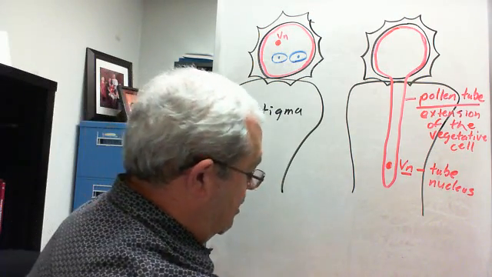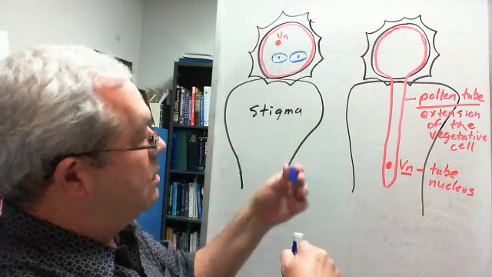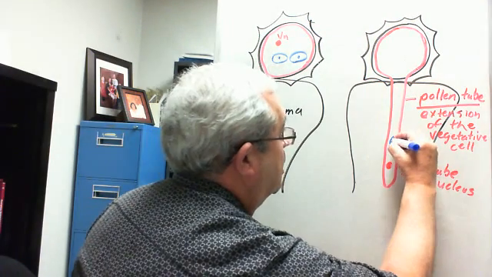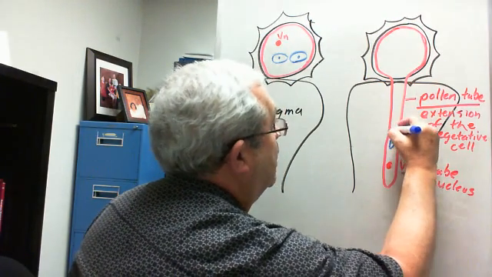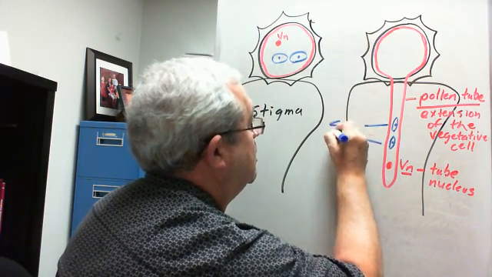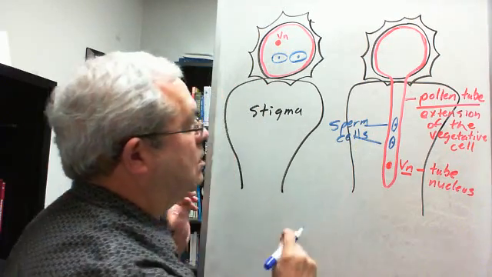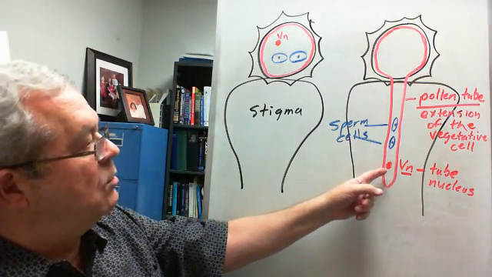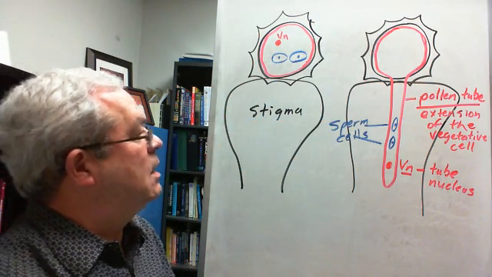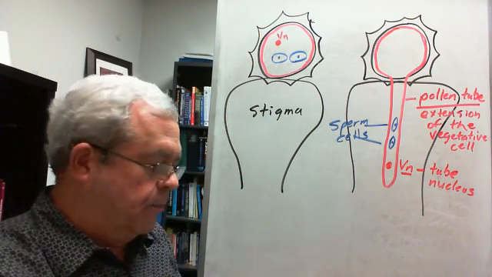Obviously, right following not too far behind the tube nucleus are what? The two sperm cells. And so we will put one sperm cell here, and one sperm cell right behind it. These are the sperm cells. All right, so the tube nucleus is leading the way. It's the first one into the pollen tube, followed by the two sperm cells right behind.